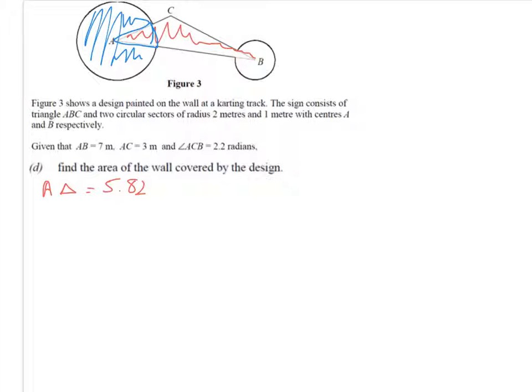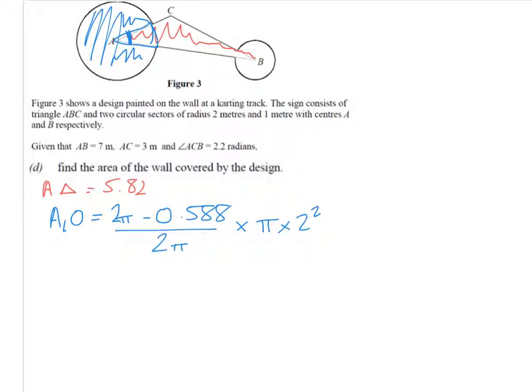Well, the area of that large sector must equal the full angle, which is 2 pi, take away the angle here. And that angle we worked out earlier was 0.588. That's all over 2 pi. And then we want to multiply that by pi r squared, so pi times 2 squared. If I calculate that into my calculator, I should get 11.39 metres squared.